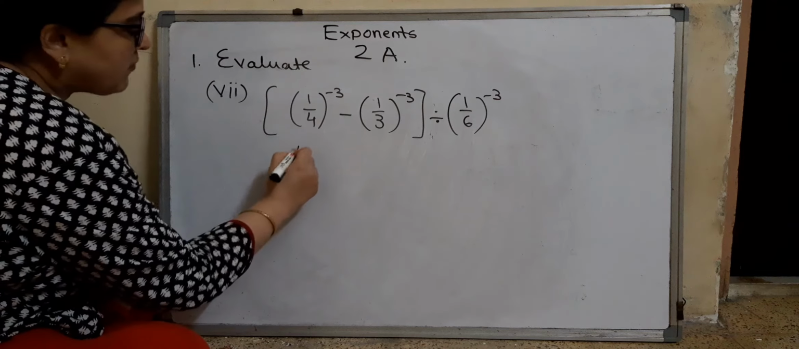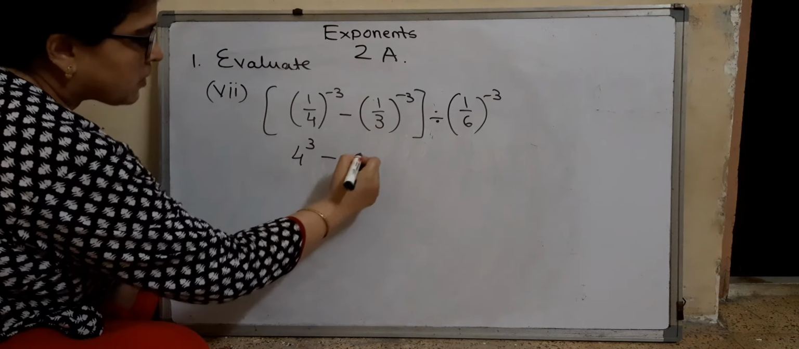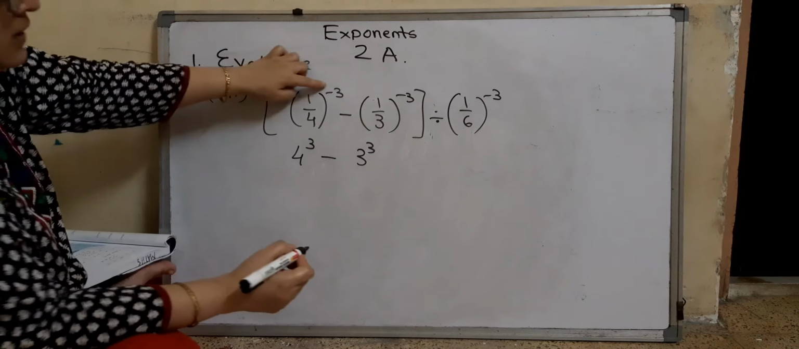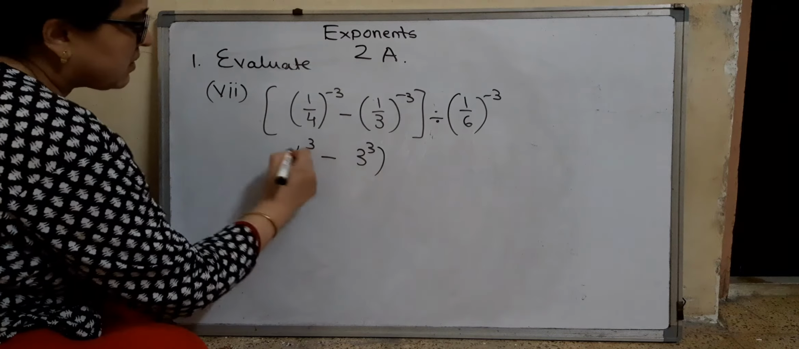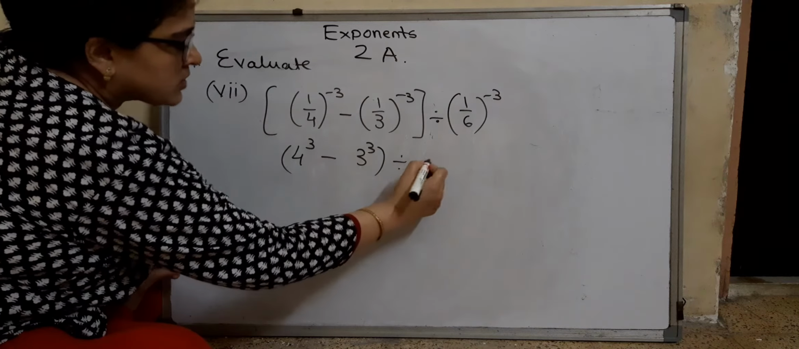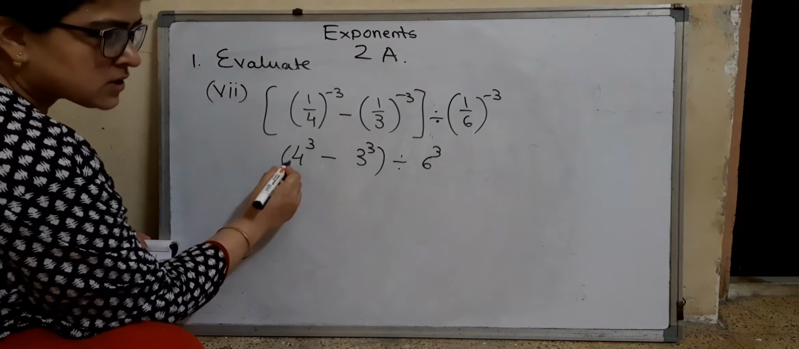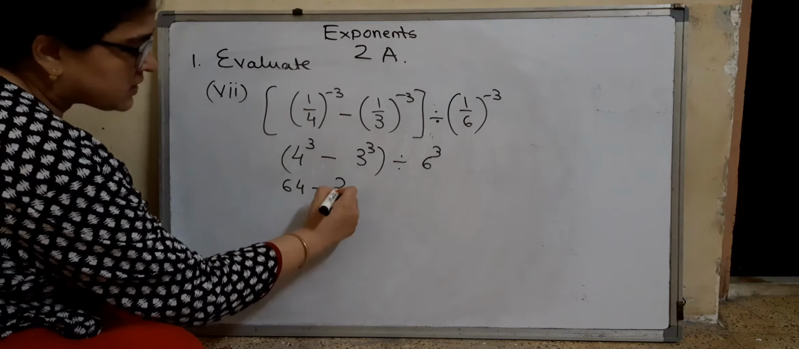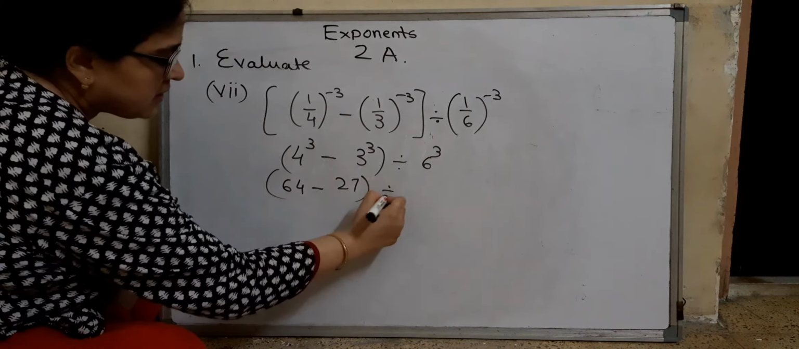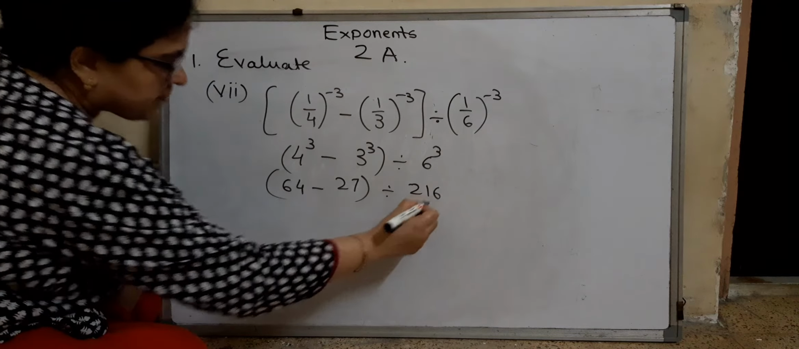The reciprocal of 1 upon 4 is 4 raised to 3, the reciprocal of 1 upon 3 is 3 raised to 3, and minus 3 will become plus 3, and here also minus 3 becomes 3, and division 1 upon 6 raised to 3. 4 4s are 16, 16 4s are 64; 3 3s are 9, 9 3s are 27; 6 6s are 36, 36 6s are 216.